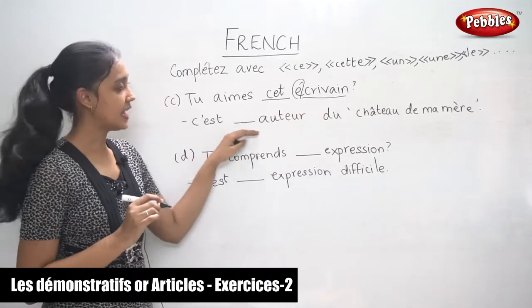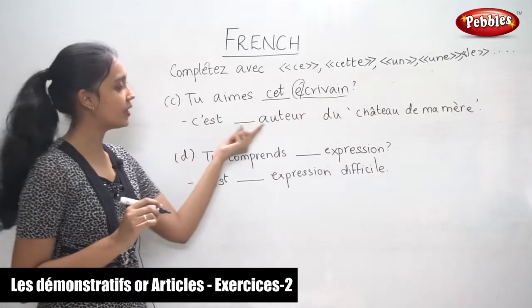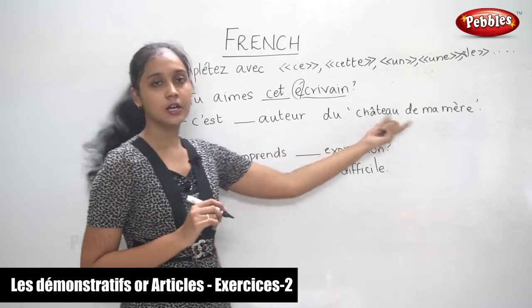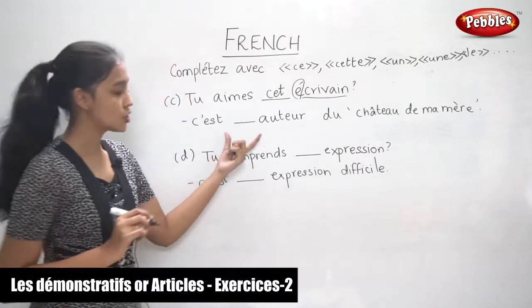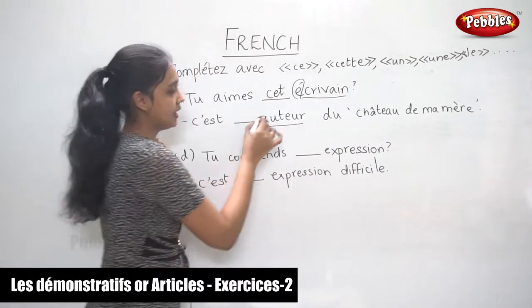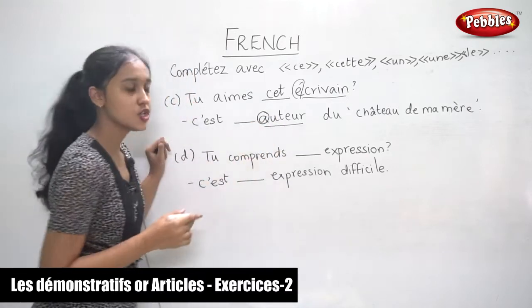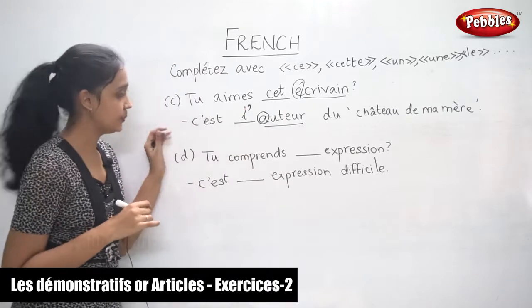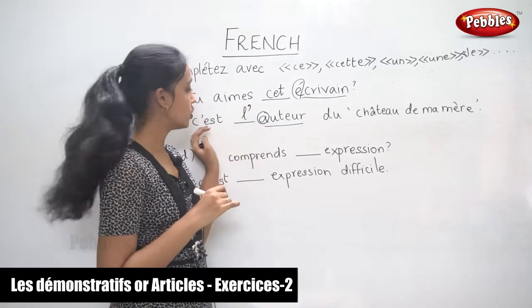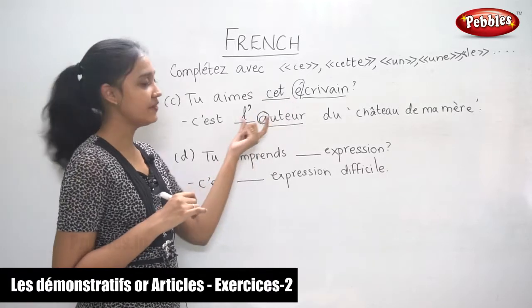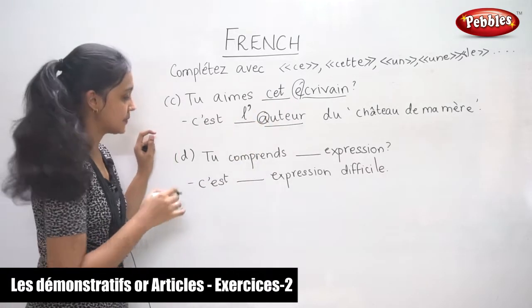"C'est ___ auteur." So now we are being specific. It is the author of a particular novel. So the noun here begins with a vowel, so we write the definite article l'. C'est l'auteur. So this is how we write the demonstrative and the articles.